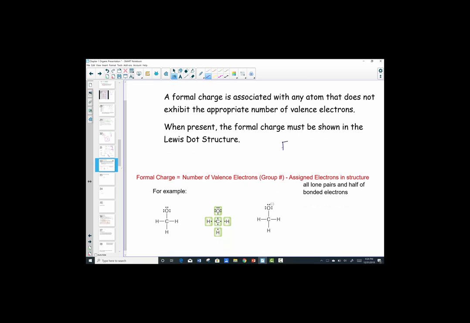Formal charge is calculated by taking the number of valence electrons for that atom from the periodic table. And remember, you find that just by where it lives on the periodic table, its group number. And you subtract the assigned electrons to that element in the compound. So group number minus assigned electrons. Let's review what I mean by assigned electrons. All lone pairs and half of the bonded pairs are assigned to an atom in a structure.